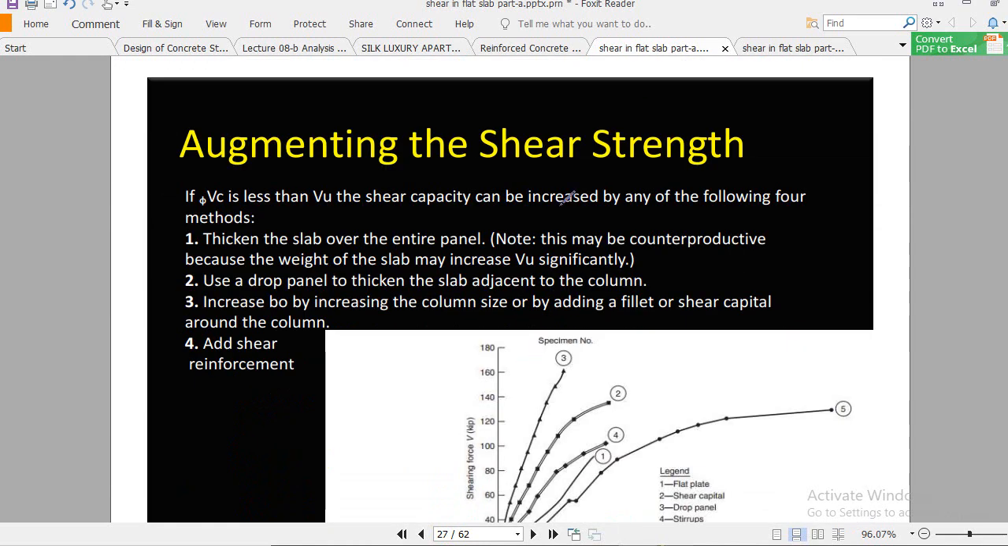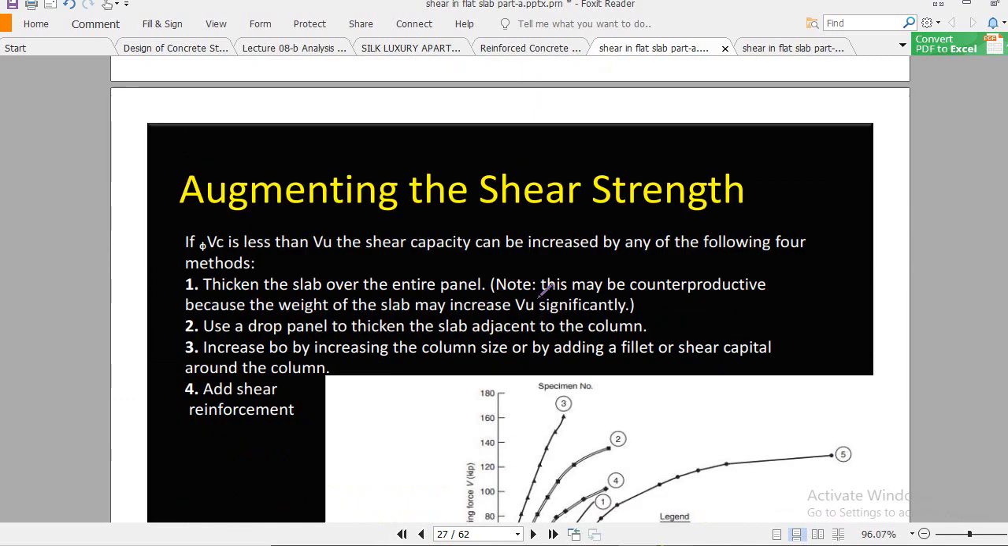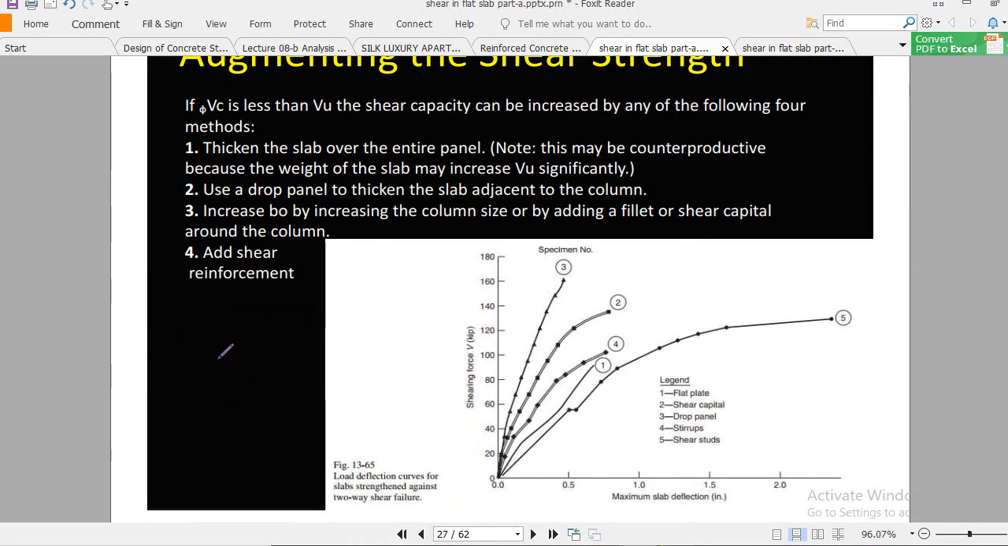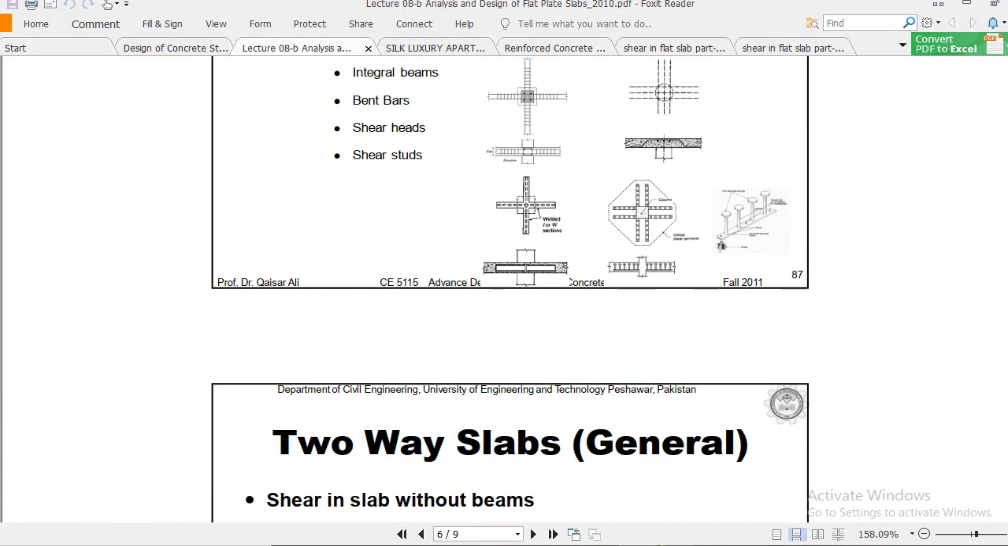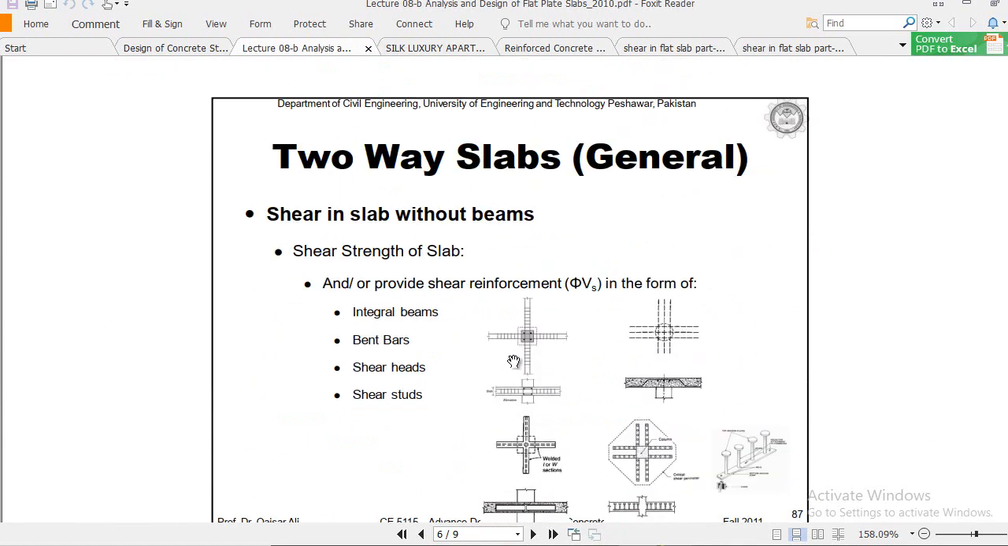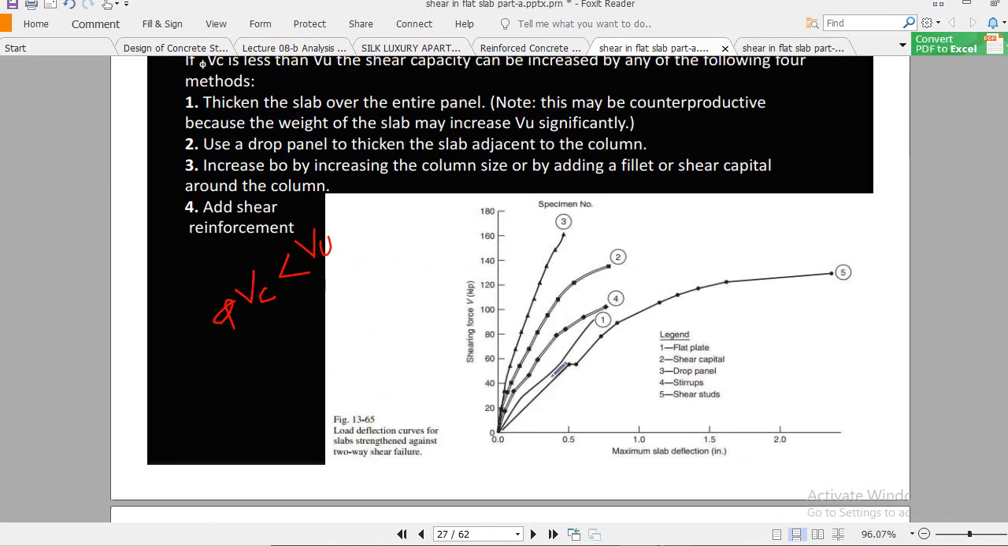This is a very important question: let's say this criteria doesn't satisfy. So what do we have to do next? Remember, if phi Vc is less than Vu, in this case, what do we have to do? I already explained this here. We have to provide a different arrangement, and those arrangements are here. Here you see the graphical representations of different techniques.